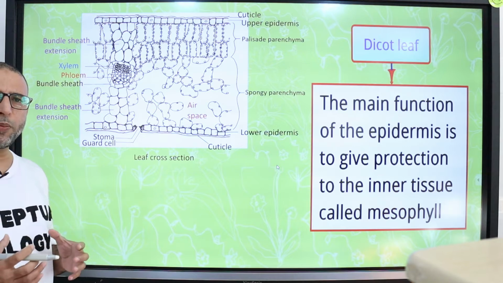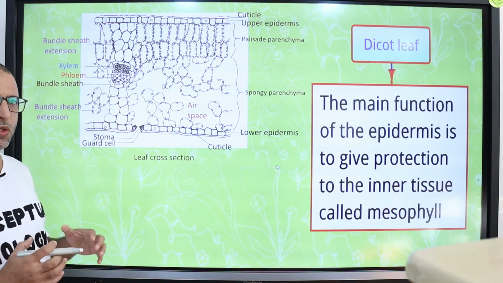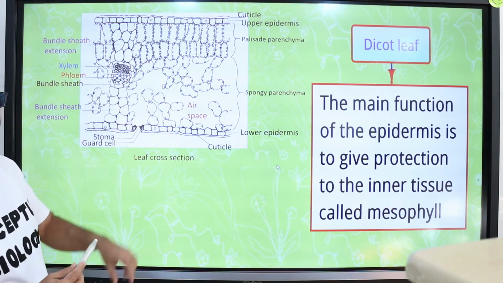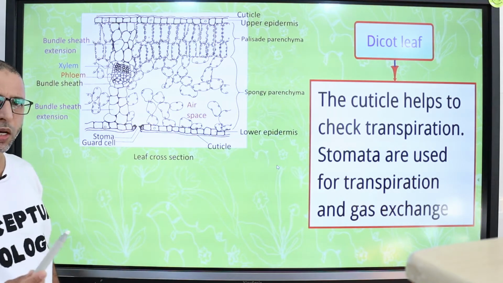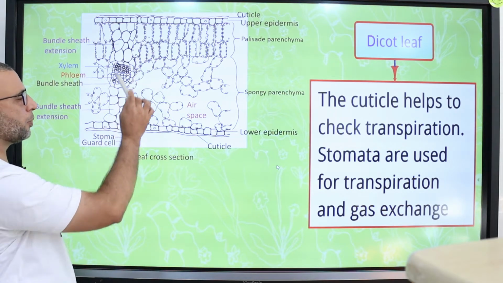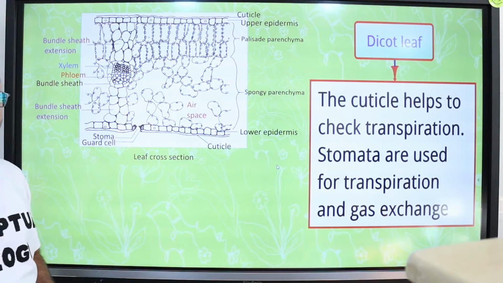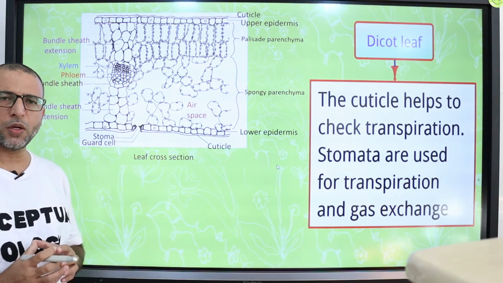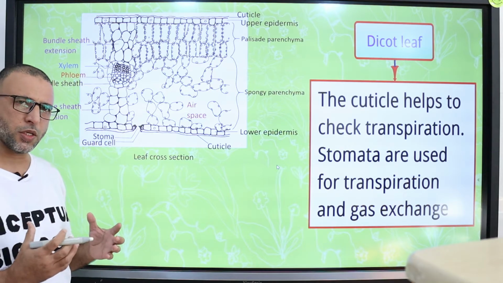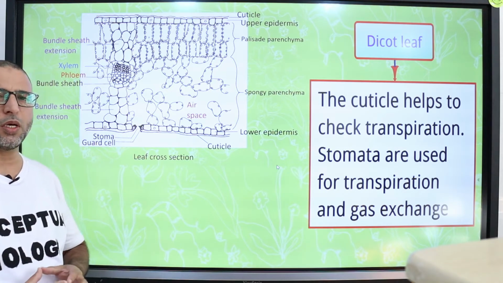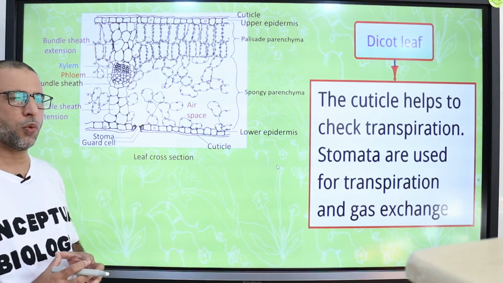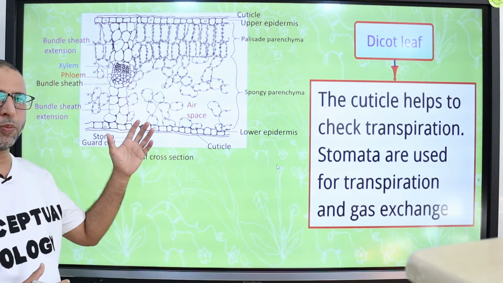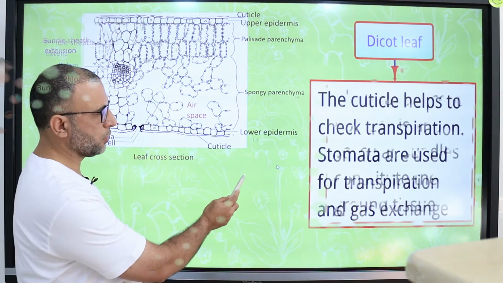The main function of epidermis is to give protection to the inner tissues, that is called mesophyll. The cuticle layer, which is present in the upper epidermis as well as in the lower epidermis, has the function of checking transpiration, and stomata are used for transpiration and gas exchange. So, what is transpiration? It is the loss of water in the form of water vapors from the aerial parts of the plant body.